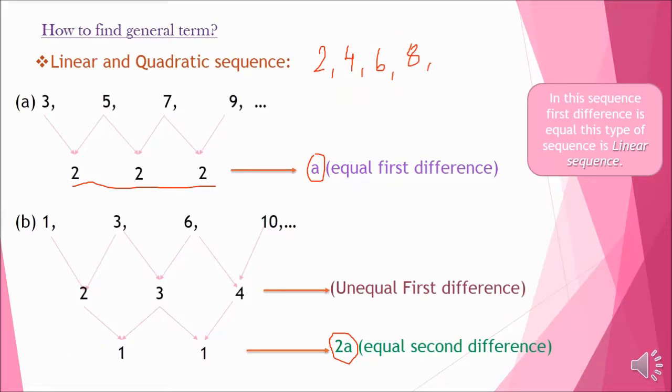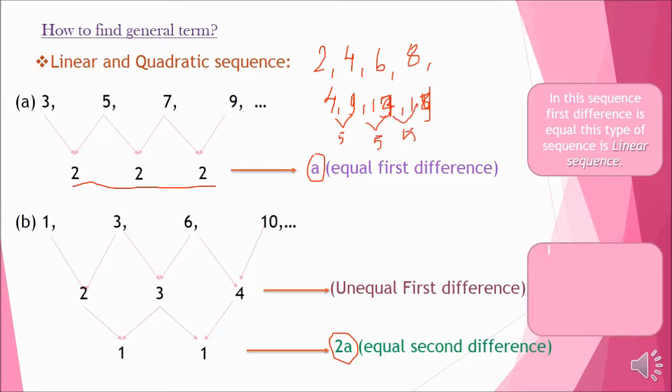Another example for the linear sequence will be 4, 9, 14, 19. See, the gap is 5. Gap is 5 means it must be 14 here and it must be 19 here. So the gap is 5, 5, and 5. So it is another example of a linear sequence.